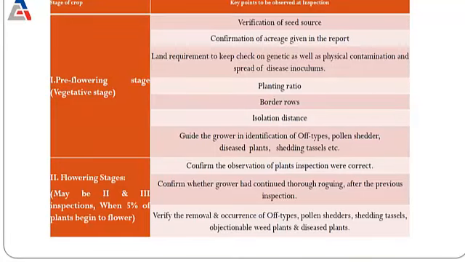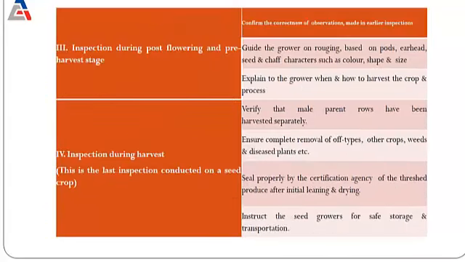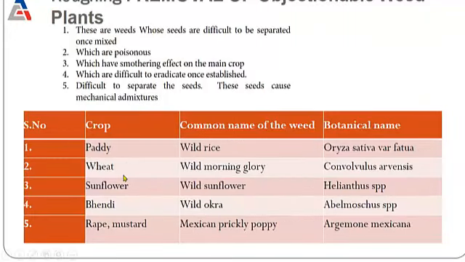So you can see the stages of the crop and the key points to be observed at inspection. There are various stages like pre-flowering stage, flowering stage, post-flowering stage, pre-harvest stage, and then post-harvest stage. Okay. And these are the unwanted crops.